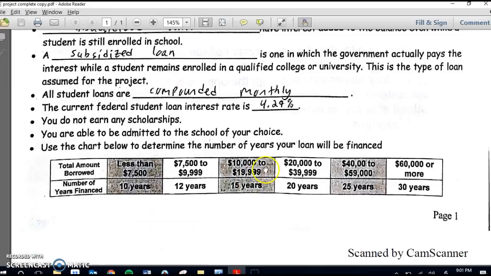And then we're going to use this chart to determine how many years your loan's going to be financed for, so like your time. So you can just use the chart. If the amount of loans that you end up having to take out from this project is less than $7,500, then you're going to have to finance your loan for 10 years. So that's how long it's going to take you to pay it off. If it's 60,000 or more, it's going to take you 30 years. So we're just going to use this to gauge that. All right, so that's the completed form for the first page.